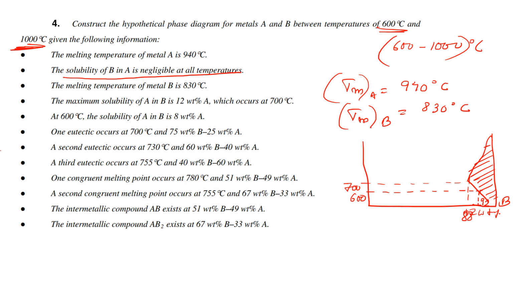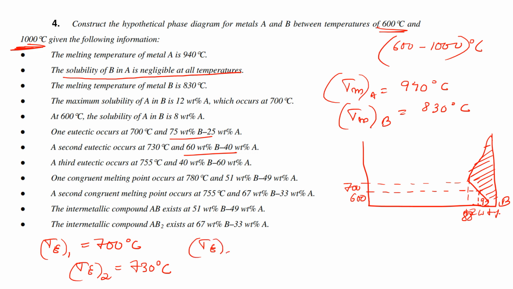We have two eutectic points, I guess, multiple eutectic points. The first eutectic occurs at 700 degrees centigrade, and the composition is 75.8% B. The second eutectic occurs at 730 degrees centigrade at 68% B, and the third eutectic occurs at 755 degrees centigrade at 48% B. And there is one congruent melting point.